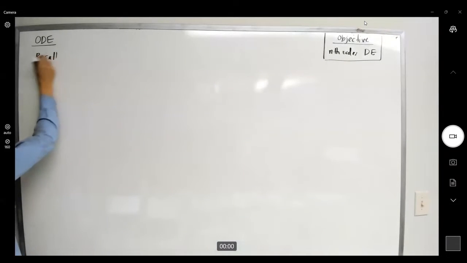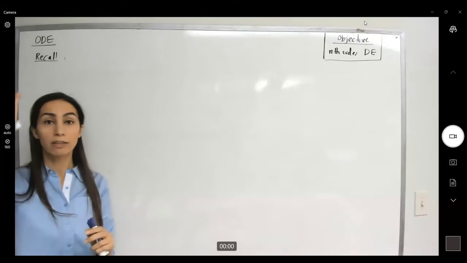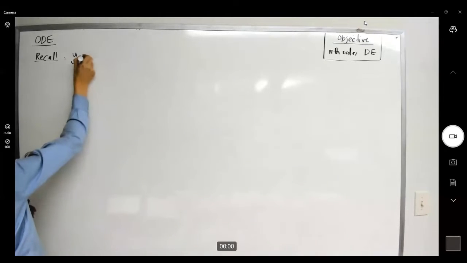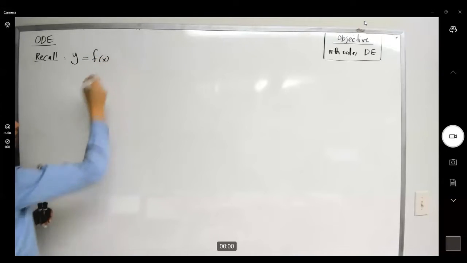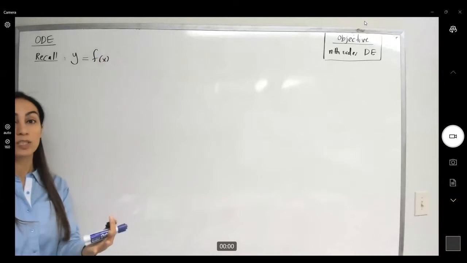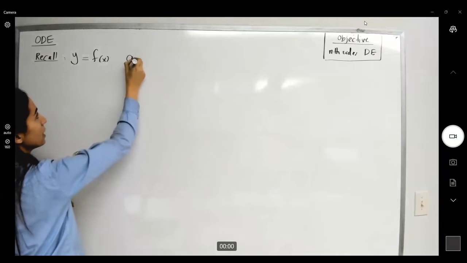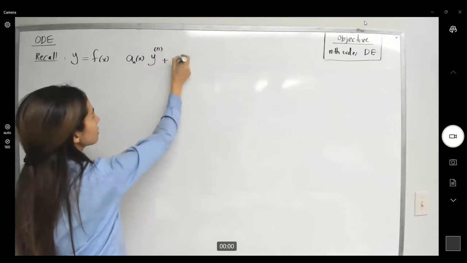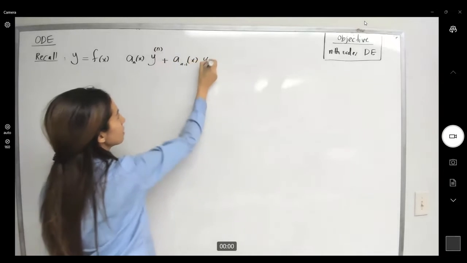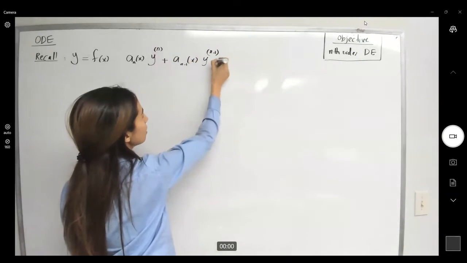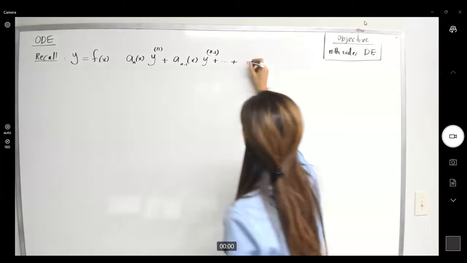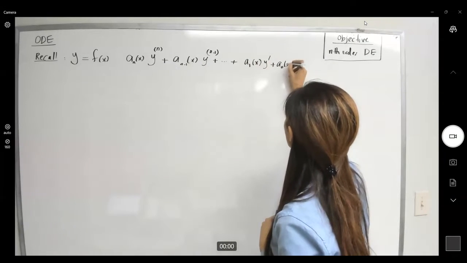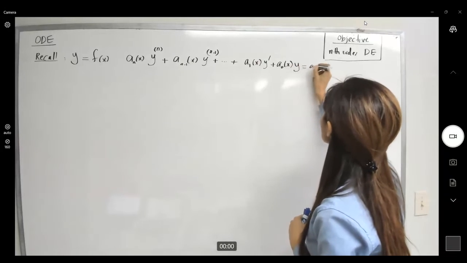recall that in previous chapters, we started talking about first order differential equations. We said that if y is equal to f of x, an nth order differential equation is written this way: a_n(x) times the nth derivative of y, plus a_{n-1}(x) times the (n-1)th derivative of y, plus the middle terms, and a_1(x) y prime plus a_0(x) y equals g of x.